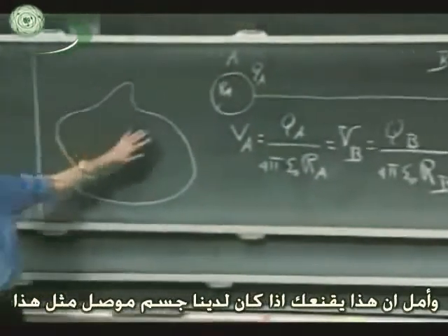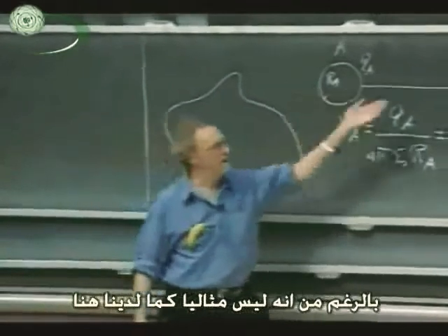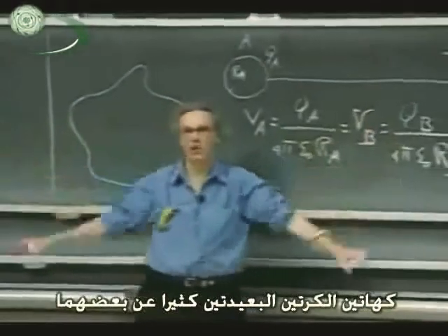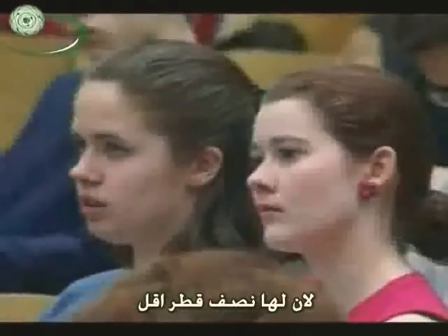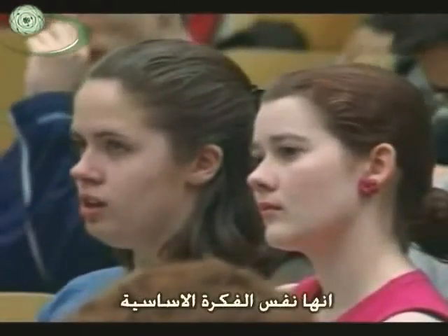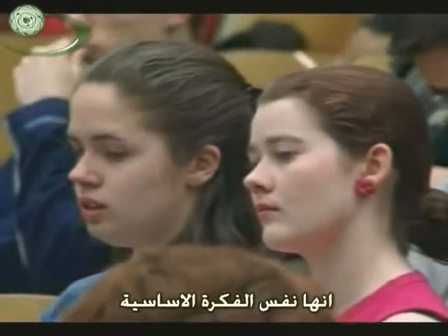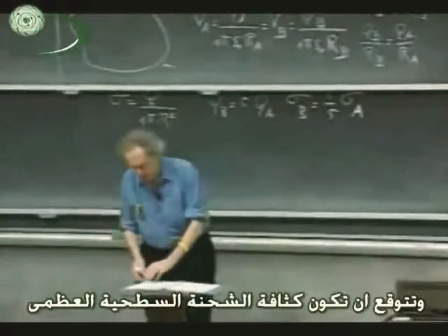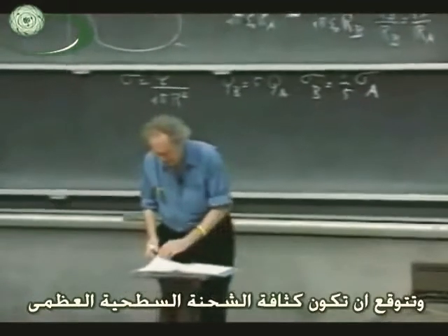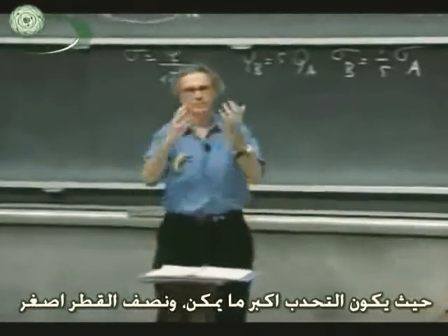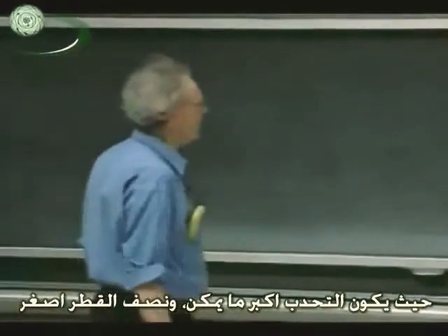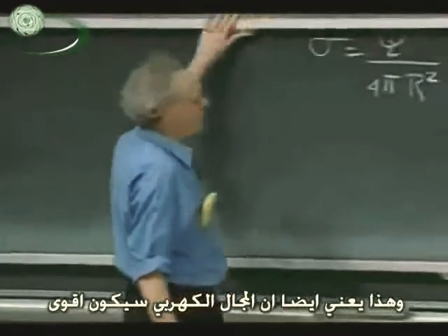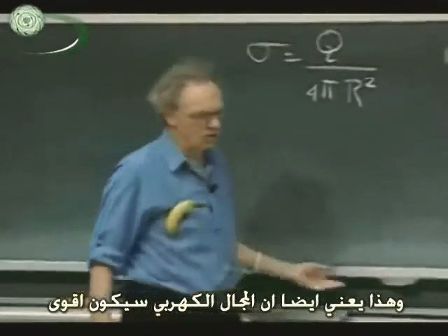And I hope that convinces you that if we have a solid conductor like this, even though it's not ideal as we have here with these two spheres far apart, the surface charge density here will be larger than there, because it has a smaller radius. It's basically the same idea. And so you expect the highest surface charge density where the curvature is the highest, smallest radius, and that means that also the electric field will be stronger there.